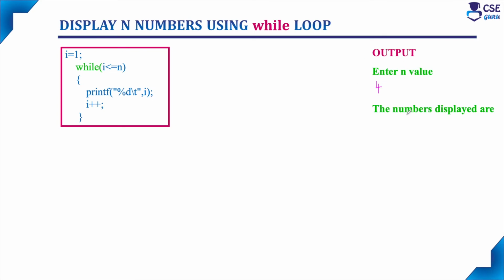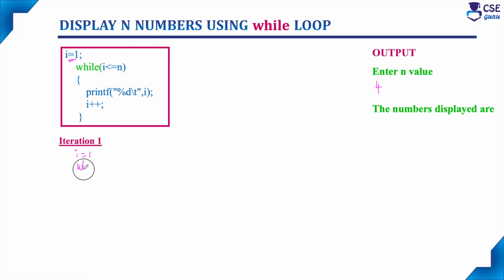Next, display the message, "The numbers displayed are". Then the logic of the while loop is there. So now we will trace the iterations of this while loop. In the first iteration, the I value is initialized to 1. This initialization happens only in the first iteration.